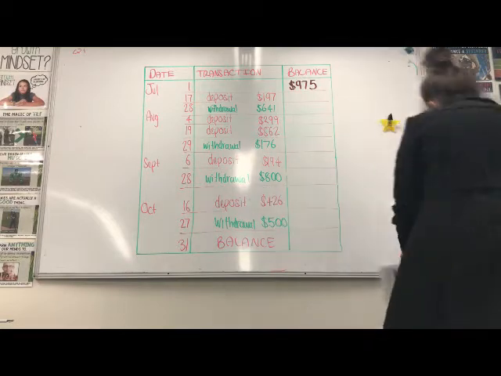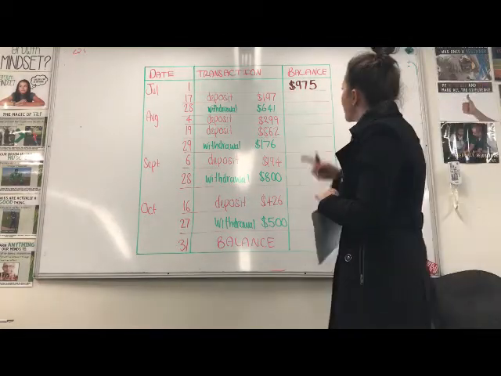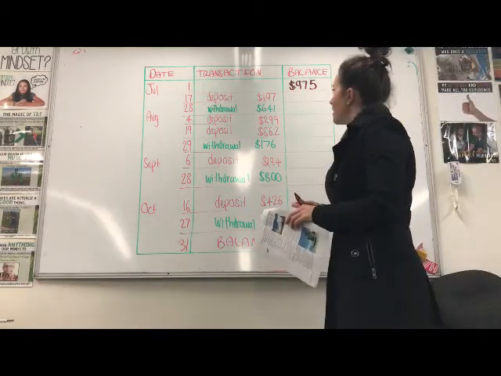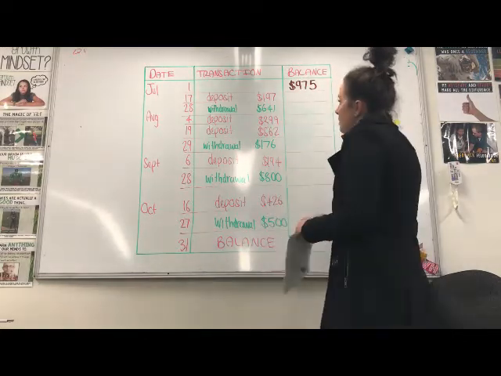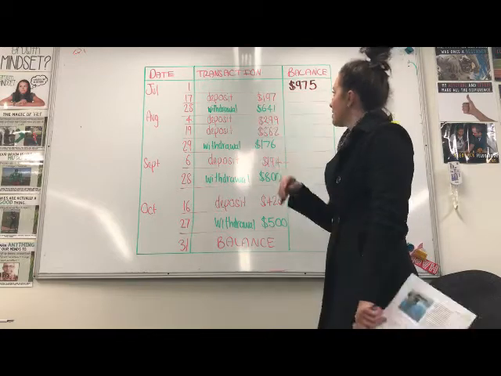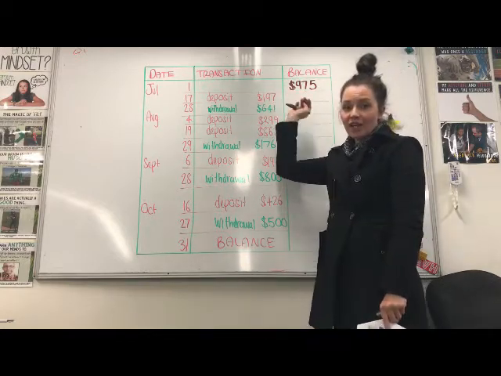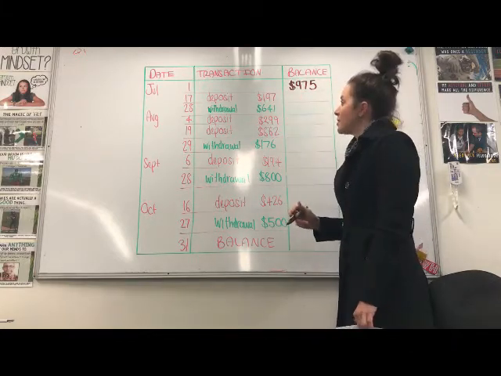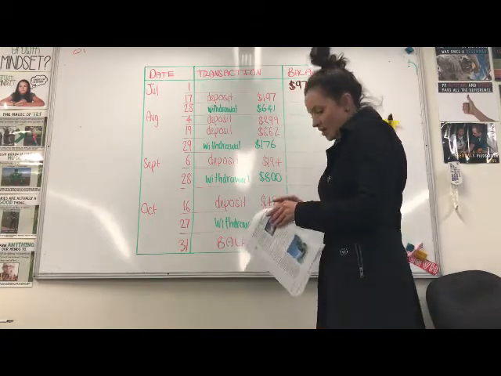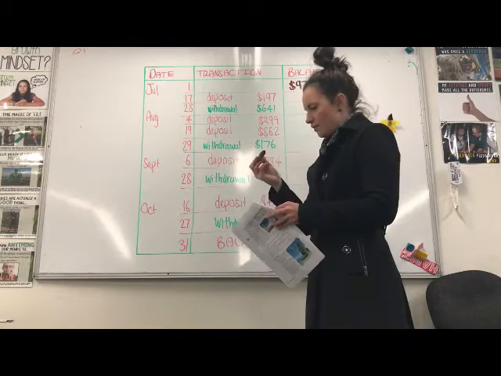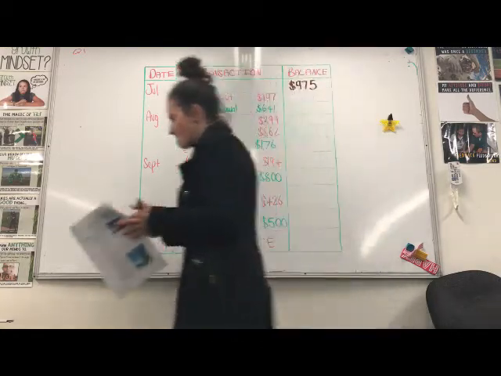So in questions like this, what you have to do is look at your opening balance, and then look at these transactions. Every time a transaction says deposit, it means you're adding to this value. And every time it says a withdrawal, you're withdrawing it from the previous value, okay?